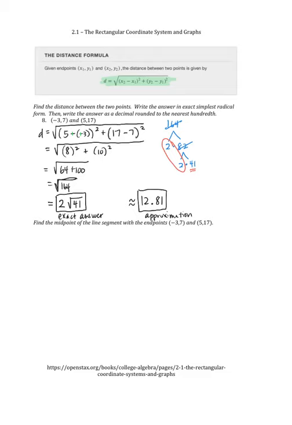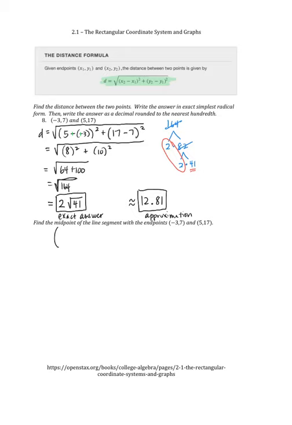And last for this section, find the midpoint of the line segment with endpoints (-3, 7) and (5, 17). So the same coordinates we just had. Now we want to find the midpoint. The midpoint, if you have a line segment, is the point that's exactly in the middle. It splits the line segment in half. So the formula for this, if you're looking for the middle, that's the average, right? So that's the way to think of it, is the average.